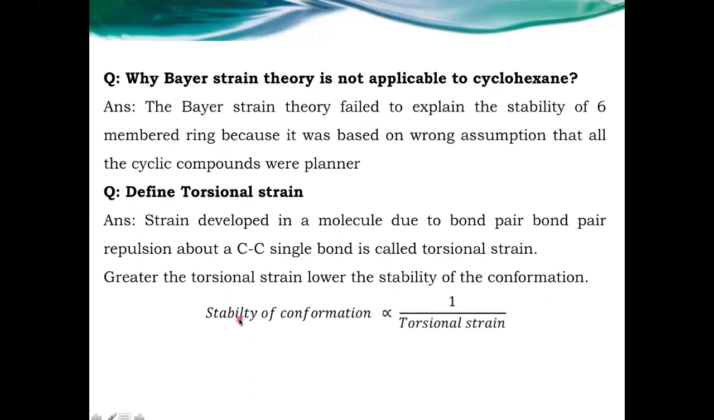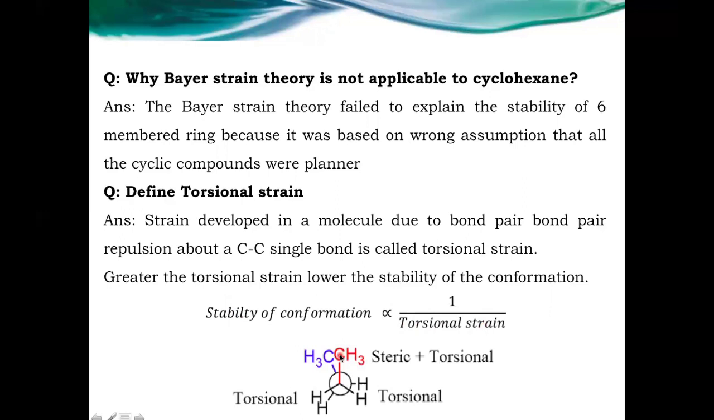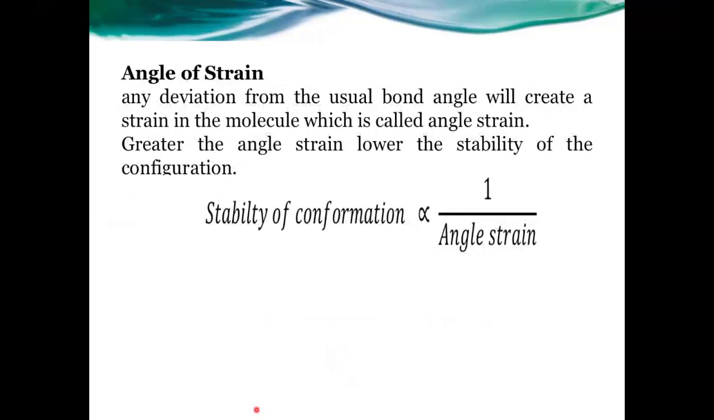For example, diagrammatically, if I show you one, here it is CH3, CH3, there are two groups. Due to the presence of CH3, which is highly crowded, there is a steric strain as well as a torsional strain. Here between two hydrogen atoms there is a torsional strain. Here between two hydrogen atoms there is another strain, which is also a torsional strain. So these are all examples of torsional strain.